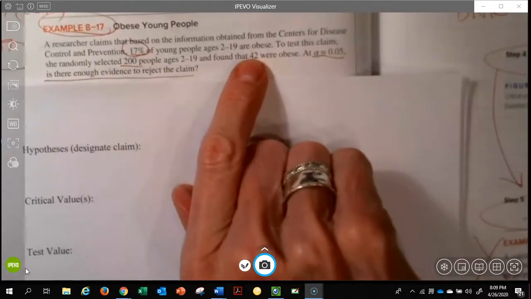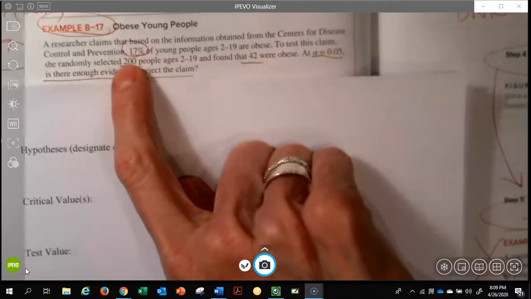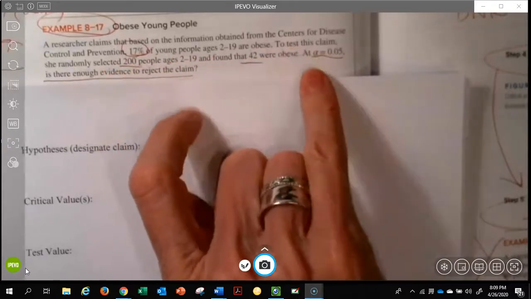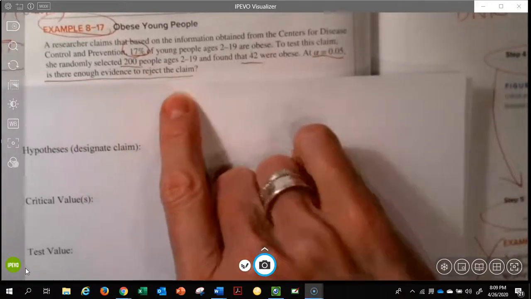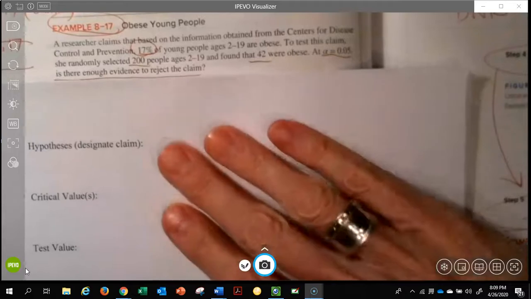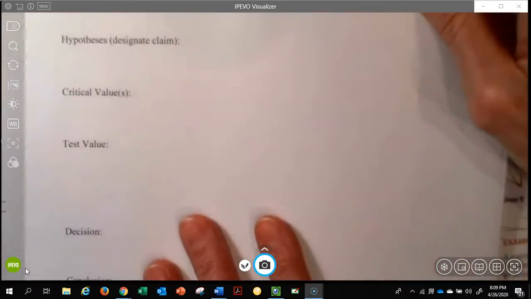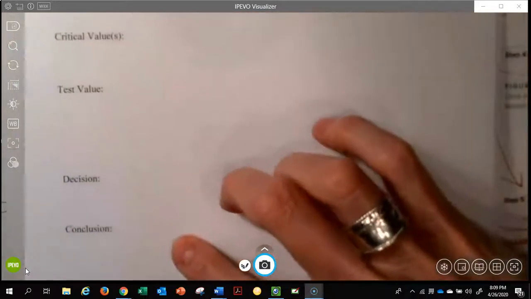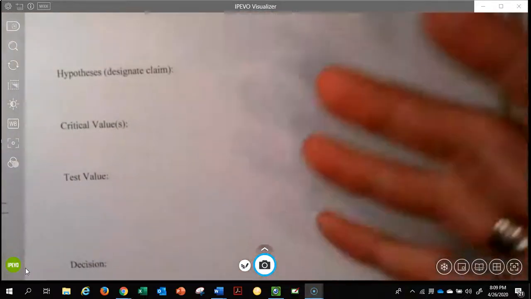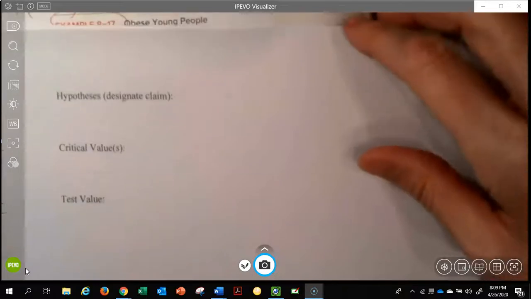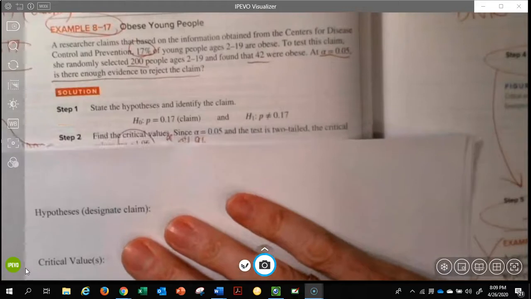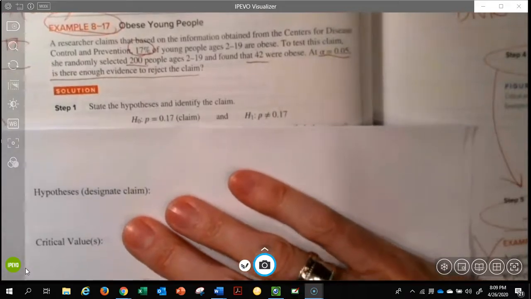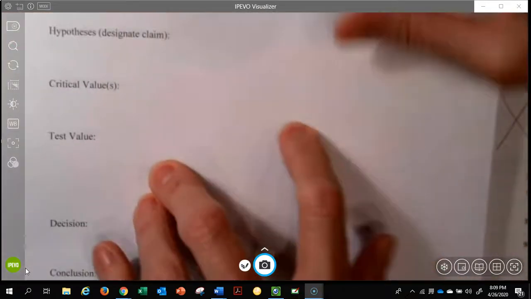Here's going to be our fraction, the X over the N. And at an alpha of 0.05, is there enough evidence to reject the claim? When you get your test, you're going to have a question, a statement, and then you're going to have these pieces and parts to complete. And that's it. We'll start with the hypotheses, because there will be 2 of them. I'm going to try to do a little of both here.